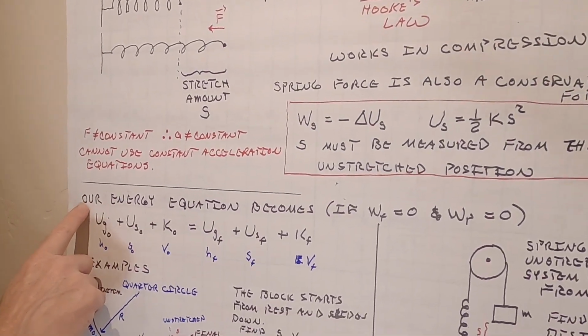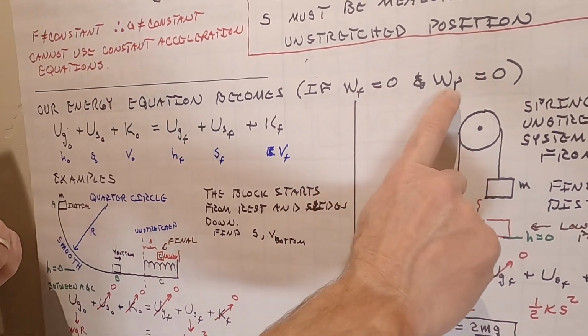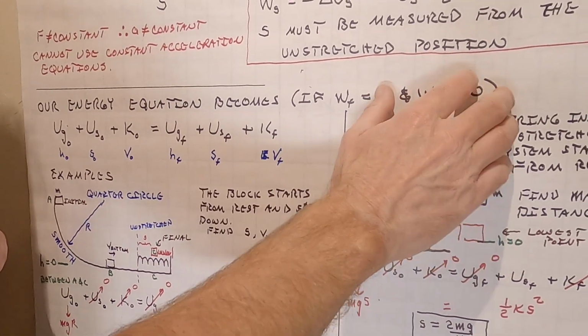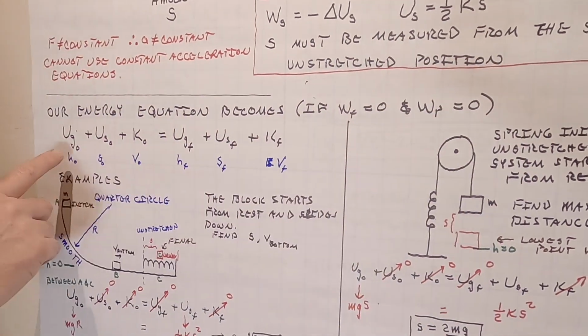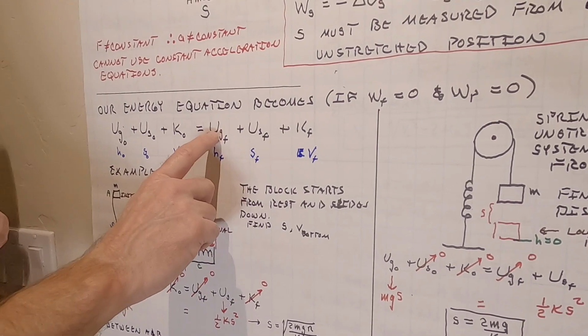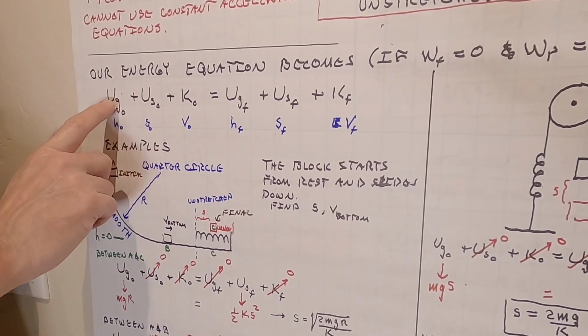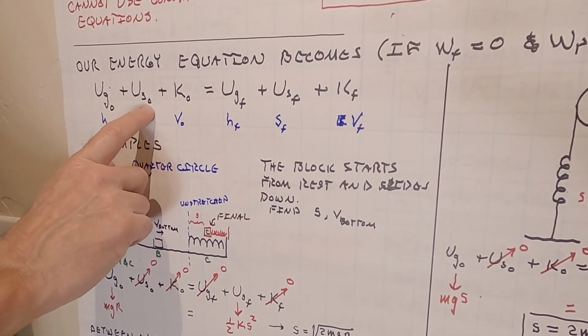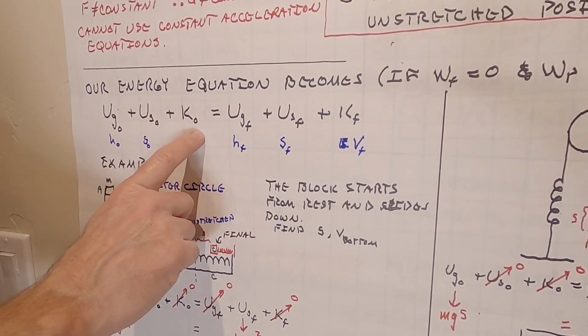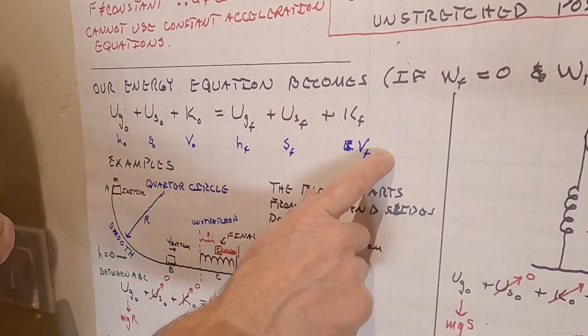Our energy equation then becomes, at least, remember we were looking at the case where the work due to friction and the work due to P were both 0. We'll bring that in later. Before, we just had the work due to gravity plus the initial kinetic equals the final gravity plus the final kinetic. But now, we're going to have U gravity initial plus U spring initial plus K initial equals U gravity final, U spring final, and K final.